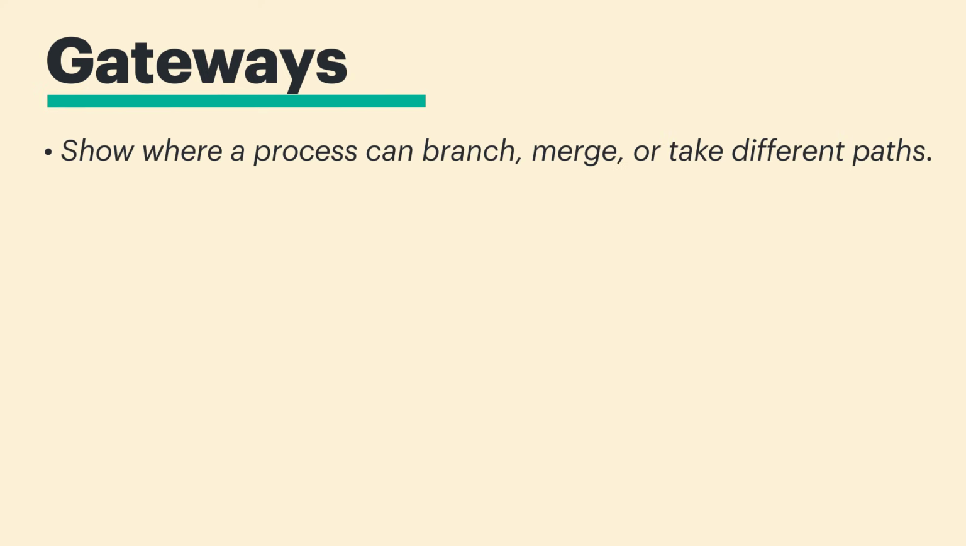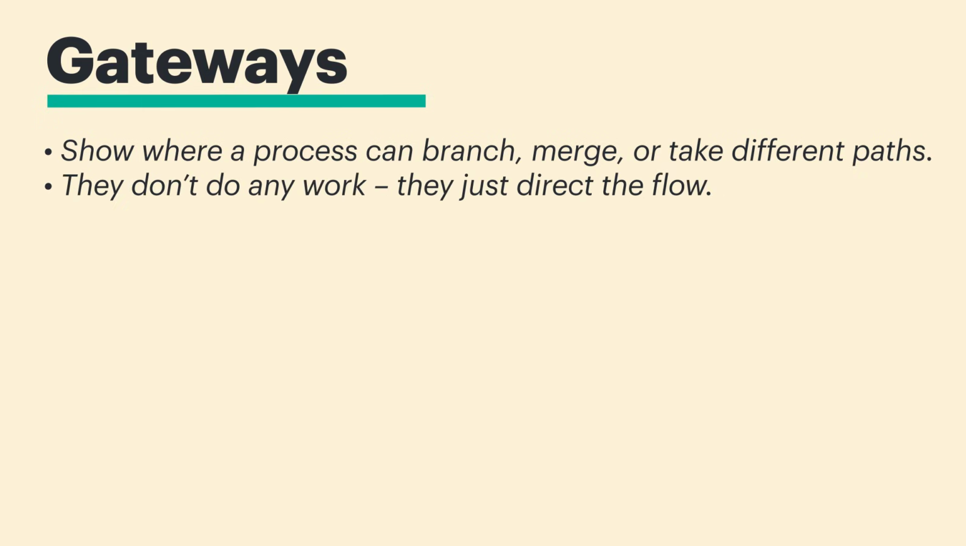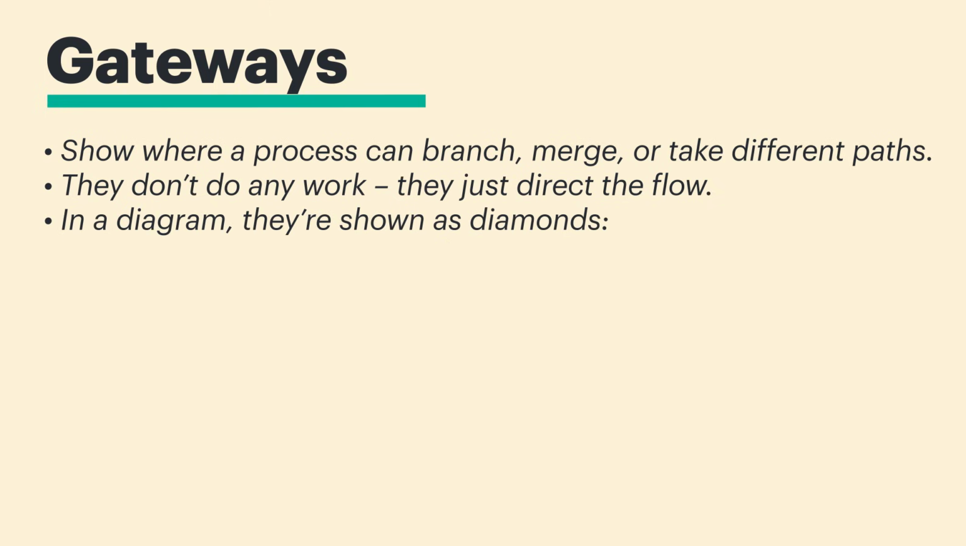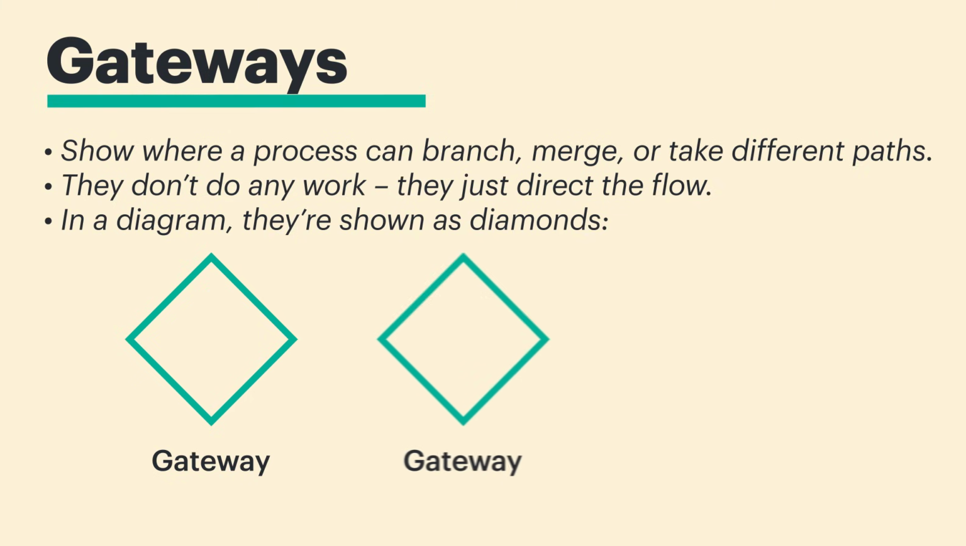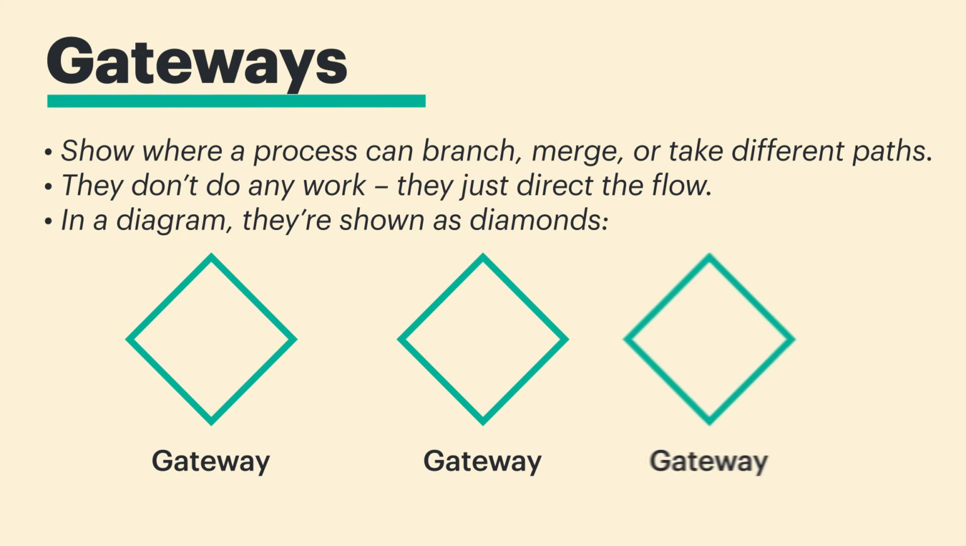Now that we know the steps in a process, the next thing we want to think about is how we can direct the flow of activities as decisions are being made. Gateways show points where a process can branch, merge, or take different paths depending on conditions. They don't do any work themselves, they just direct the flow. In a diagram, they're shown as diamonds. Gateways can also use icons or symbols that provide additional detail to how paths behave.